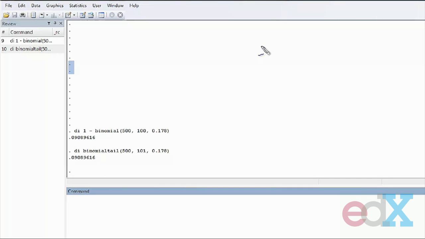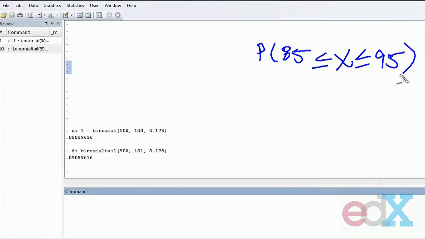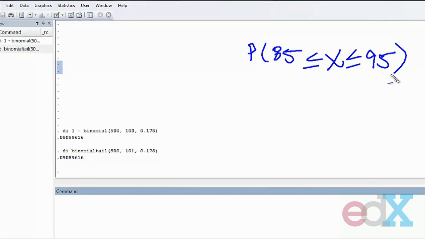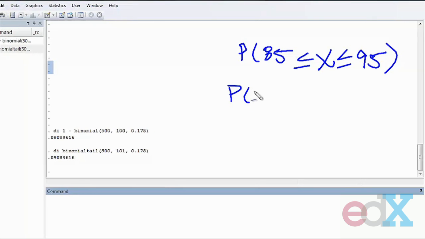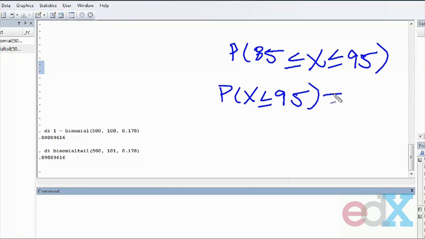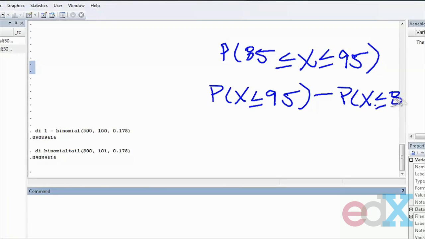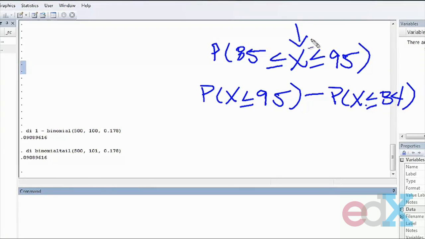Recall that the next thing we wanted to look at was the probability that x is between 85 and 95. Now we have to think pretty critically about how to do this in Stata using the binomial command or the binomial tail command. First, let's look at the binomial command. The way we could perform this calculation is to calculate the probability that x is less than or equal to 95 and then subtract off the probability that x is less than or equal to 84.